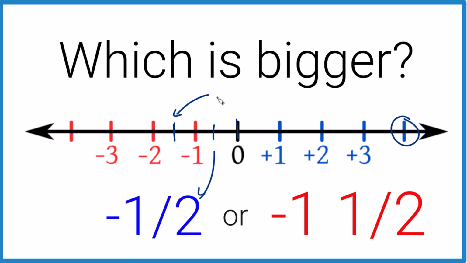That is -1 1/2. So what's closer to 0? This right here. So -1/2 is greater than -1 1/2. So this stuff works with fractions too.